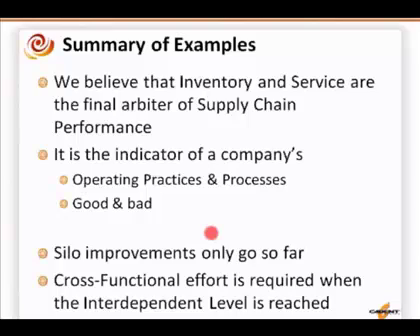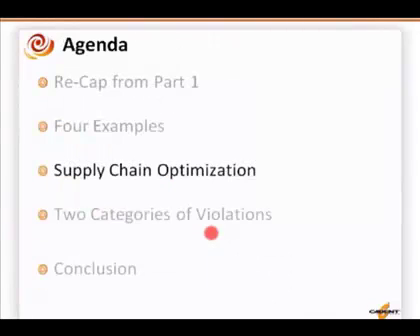All right. Summary of our examples. We believe that inventory and service are the final measures or arbiters of supply chain performance. They are the indicator of a company's operating practices and procedures, good or bad. If your inventory is good and your service is high, you're probably operating very well, or you have customers that have very static demand. As we mentioned before, and a point we're hammering home here, siloed improvements only take you so far. Once you get to a certain level, cross-functional effort is required when the interdependent level is reached, wherever that is.